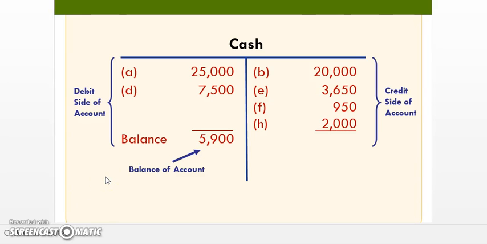So whenever we record a transaction, we record it into something that looks like this T account, the cash account. If it's an increase in cash, it would be recorded on the left side. If it's a decrease in cash, it would be recorded on the right side.